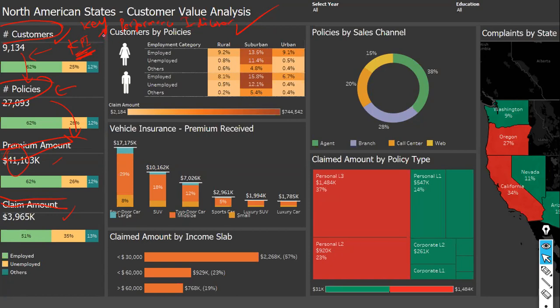KPI stands for key performance indicator, which is nothing but the metrics. It is also called metrics. With this, we are going to measure: are we on par with our competitor?